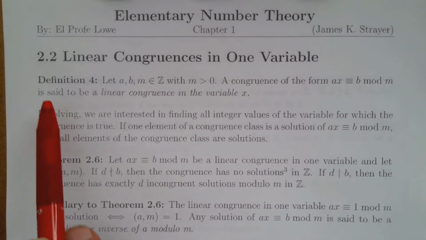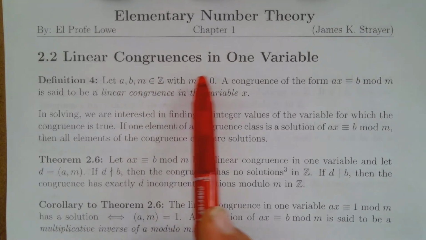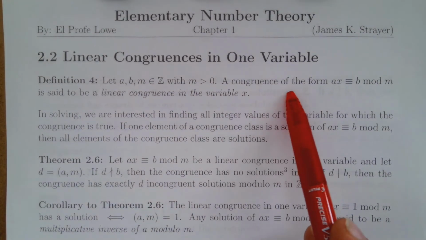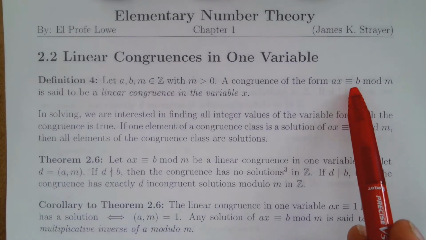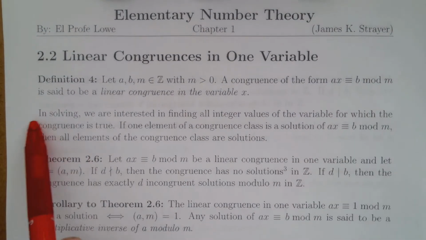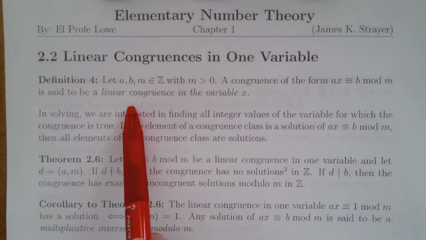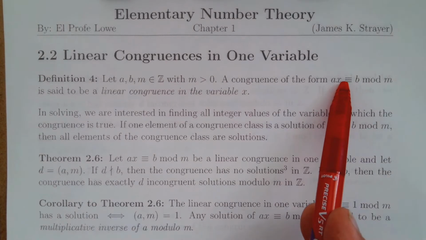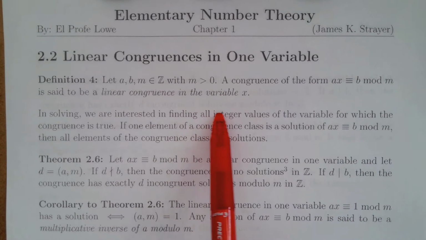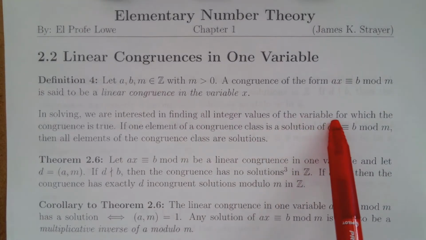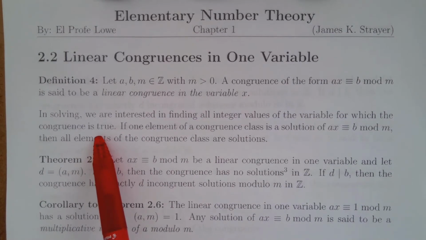Okay, so we have a definition that if a, b, and m are integers, where m is positive, then a congruence of the form ax is congruent to b mod m is said to be a linear congruence in the variable x. We say that it's linear because x is to the first power. Now, in solving, we're interested in finding all integer values of x for which the congruence is true.